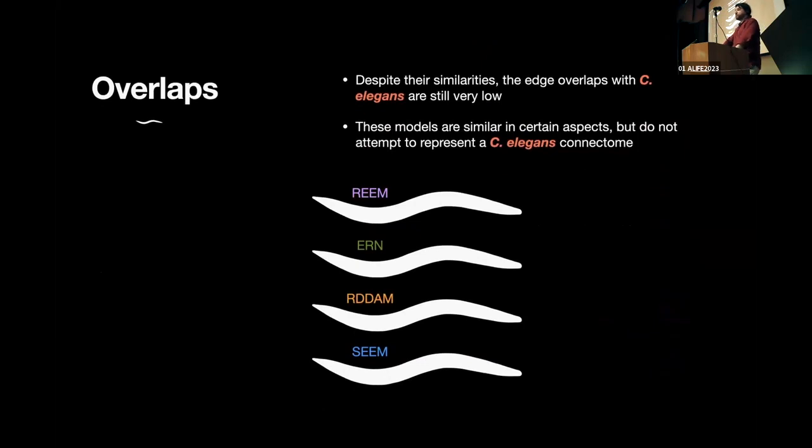Next, we also just decided to look at the overlaps for fun. These models weren't meant to try to represent what C. elegans was doing perfectly, but rather to capture some of the aspects of C. elegans. But we decided just for fun to see how well they actually overlap. And they didn't overlap well at all. None of the models did a good job of accurately capturing all of the exact connections that were found in C. elegans.